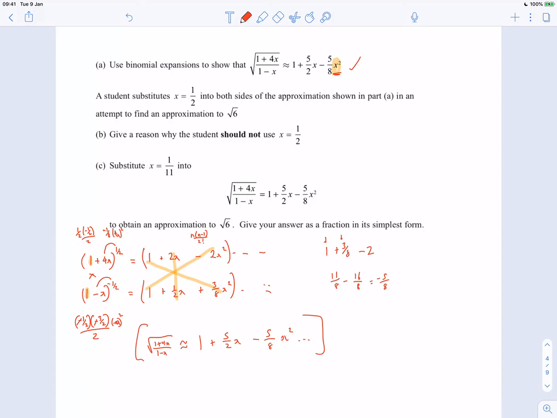Right. A student substitutes x equals a half into both sides of the approximation shown in part A in an attempt to find an approximation for root 6. Give a reason why the student should not use x equals a half.